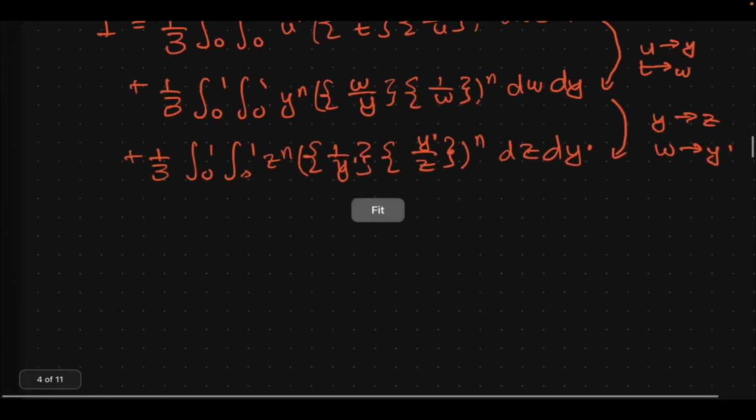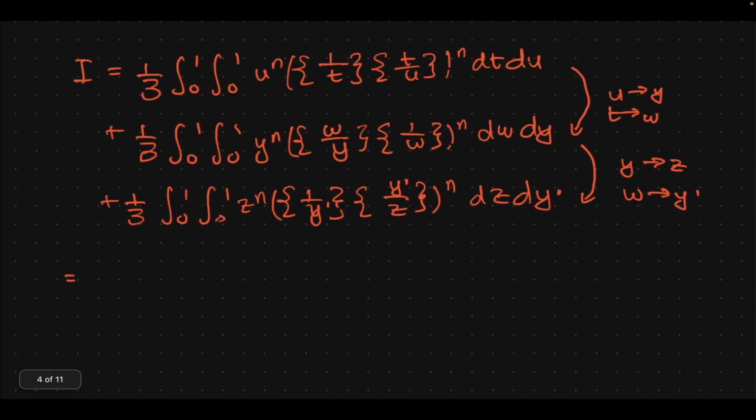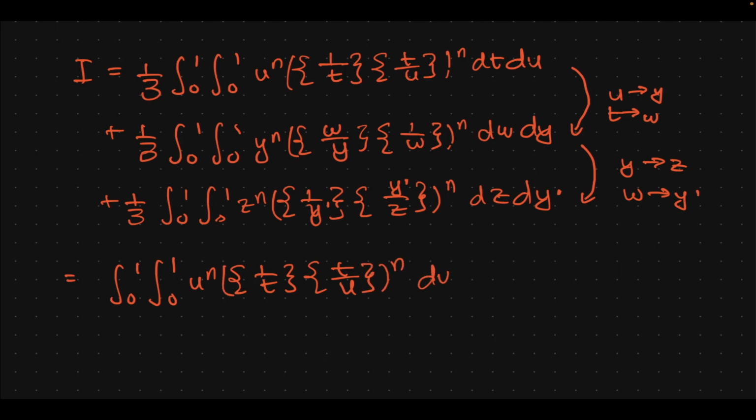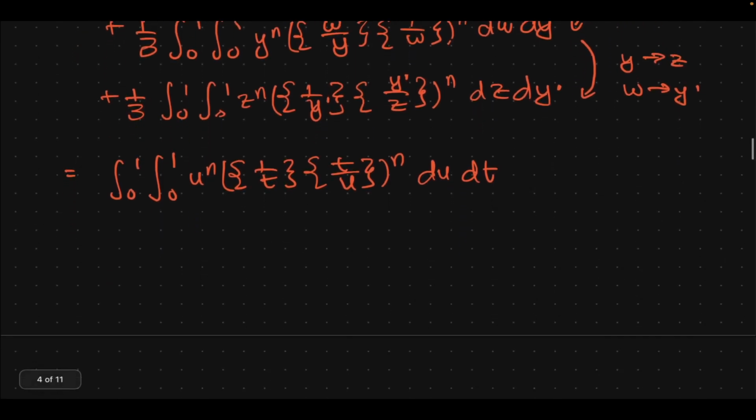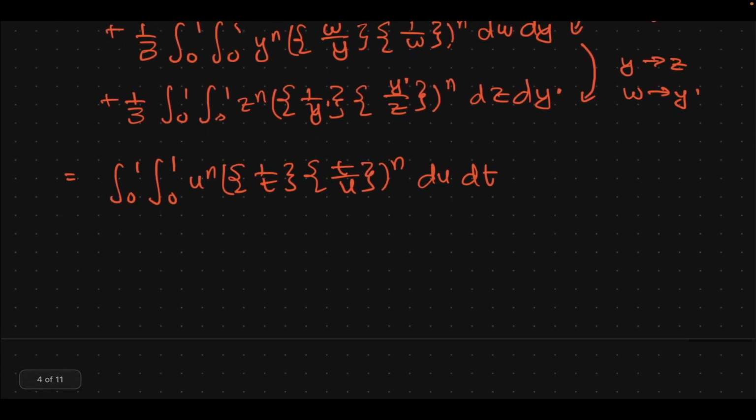So all of these we can club to be 3 times just one of them. So 0, 1, 0, 1, 1 over t, t to the u to the n, du dt. Now we can split this up into two integrals. We can split the inner integral from 0 to t and then t to 1.